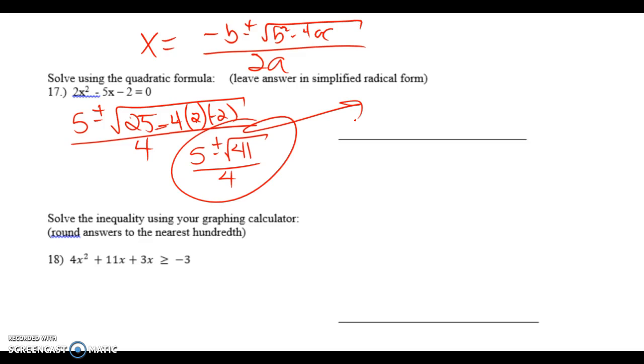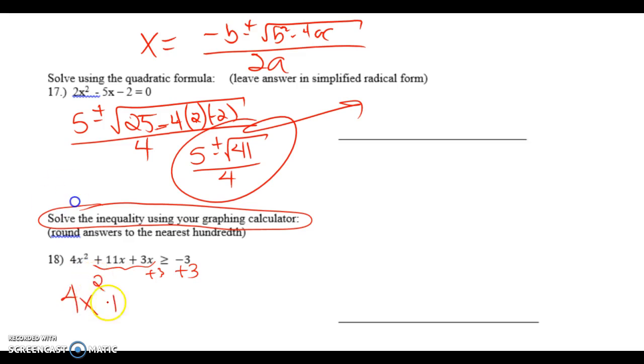Now this says solve this inequality by using your graphing calculator. Just like an equality, we have to get this equal to 0 or less than or equal to 0 or greater than or equal to 0. So I have to add 3 to both sides. Now notice, we've got to put those terms together. 4x squared plus 14x plus 3 is greater than or equal to 0.